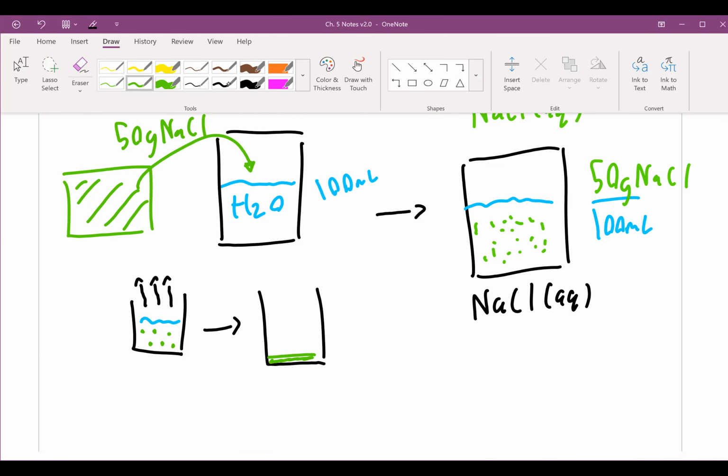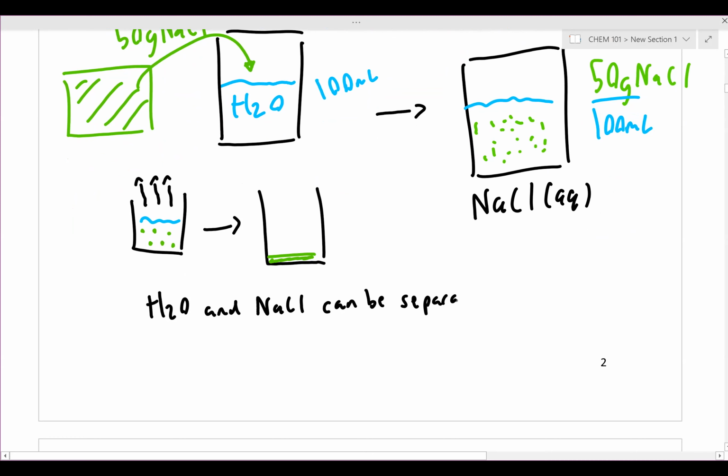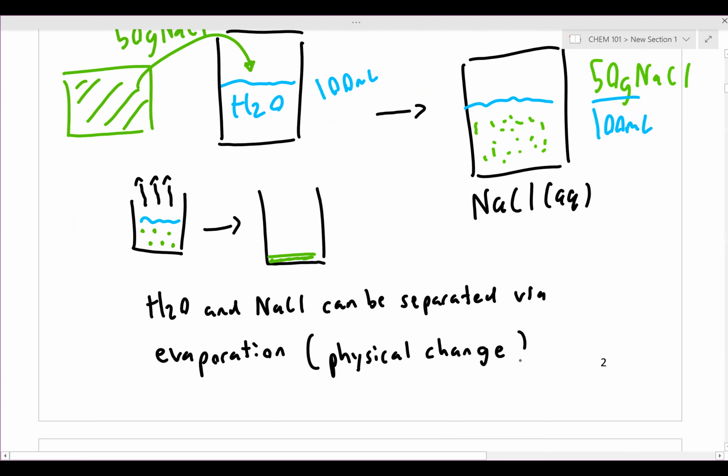So then, the water and sodium chloride can be separated via evaporation. And what do we call evaporation? Is that a physical or chemical change? Physical. The evaporation is a physical change. Does that make sense to everyone?